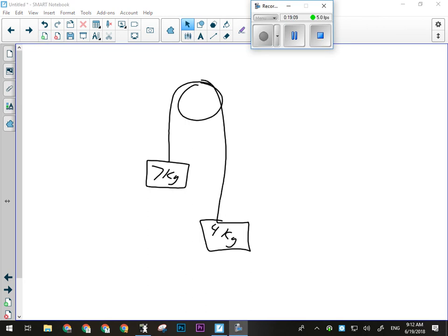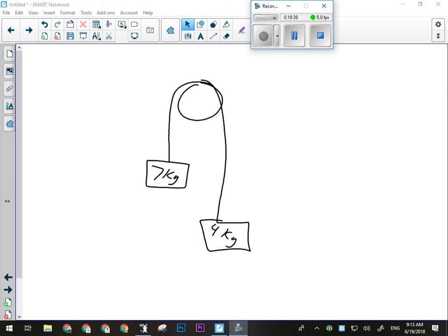Okay, what was tricky about the way I asked this question? I asked you for the acceleration of the 4 kilogram mass. Right, the whole system accelerates at the same speed. The 7 kilogram mass, the 4 kilogram mass, they're attached. They can't accelerate at different rates. One is causing the other to accelerate. So we're actually going to find the acceleration of the system and then just apply the proper vector up to the 4 kilogram mass.